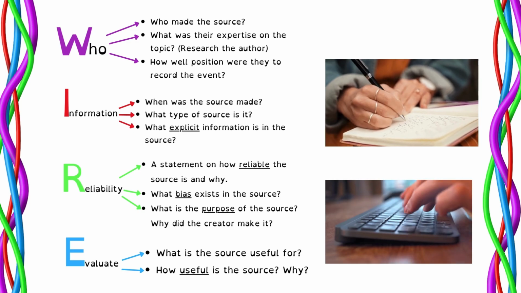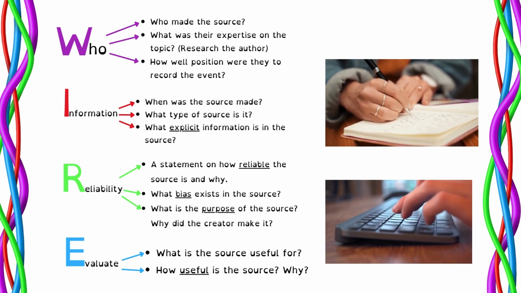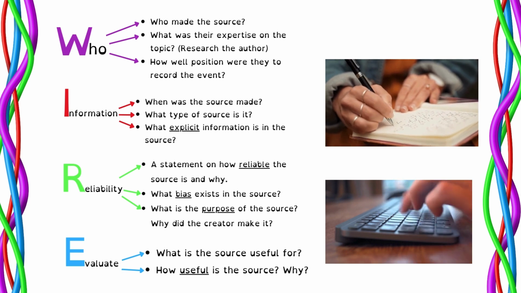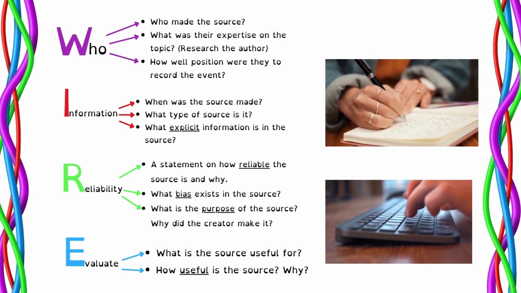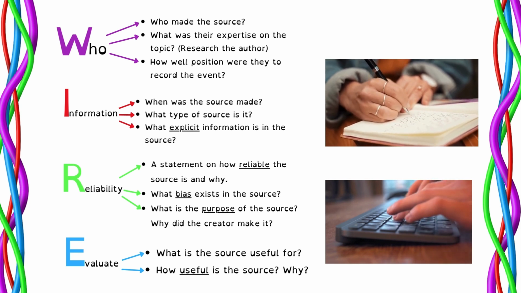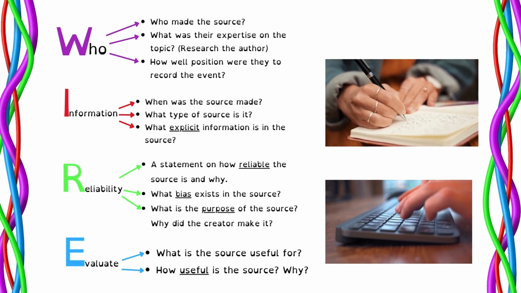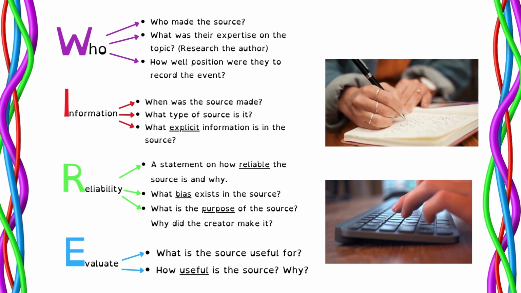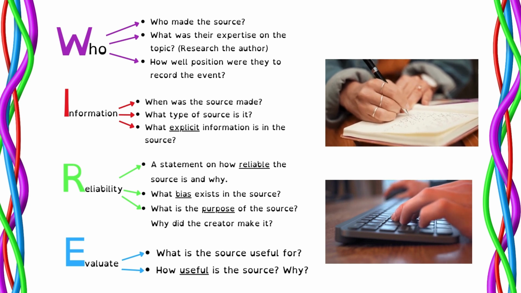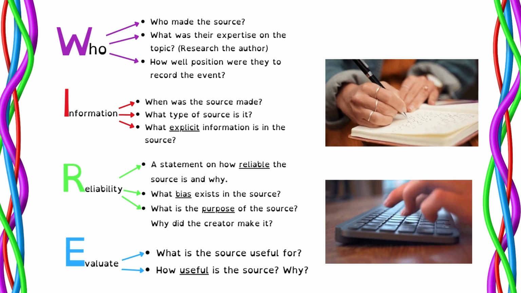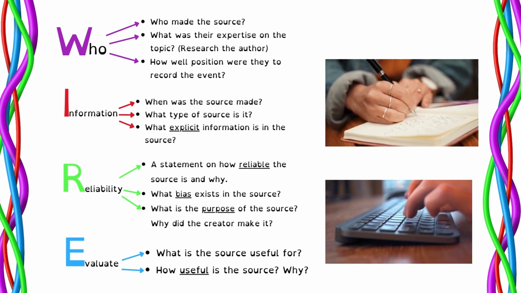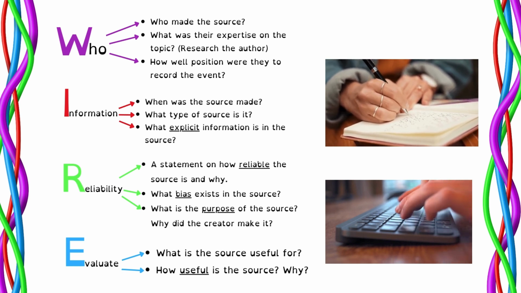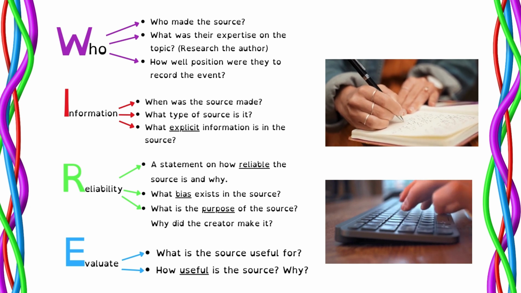So just a quick recap now of the WIRE structure. So for Who, you need to say who made the source, what their expertise was on the topic that you're studying, and how well positioned they were to record the event. I for Information, so when the source was made, what type of source is it, and the explicit information in the source as well. That's maybe the most important dot point out of all of these. Reliability, a statement on how reliable the source is and why, what biases exist in the source, what is the purpose of the source, and why did the creator make it. And then lastly, you need to evaluate the source. So what is the source useful for, and how useful is the source and why?